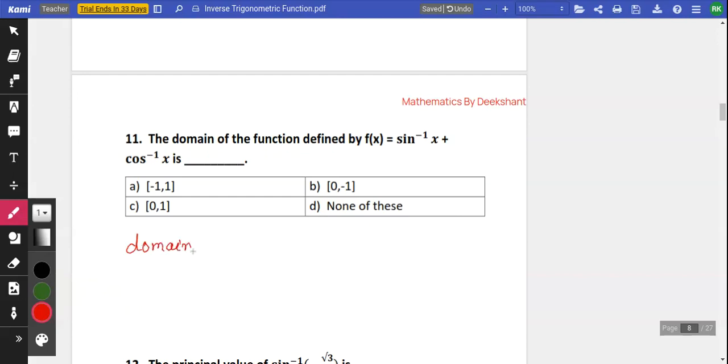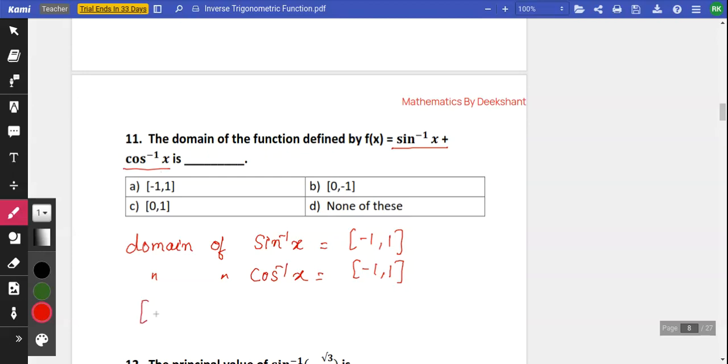Domain of sine inverse x is minus 1 to 1, and domain of cos inverse x is also minus 1 to 1. So domain of overall function f(x) is the intersection of both domains. Intersection of both domains is also the same. Correct answer is option A, minus 1 to 1.